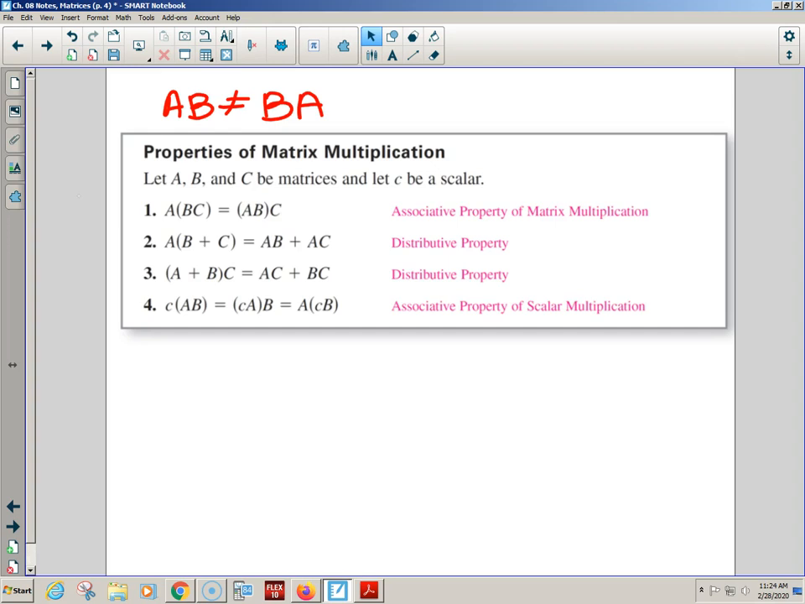Just if you do need to distribute for some reason, if it's in the front, keep it in the front when you multiply. If it's in the back, keep it in the back. We can't switch that order because the commutative property isn't true.